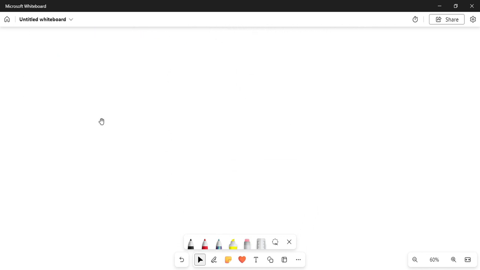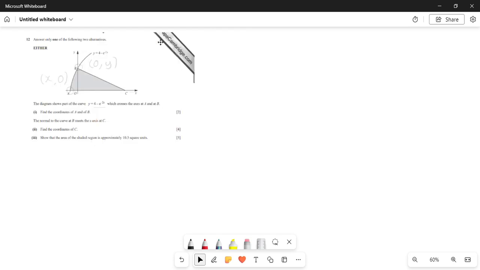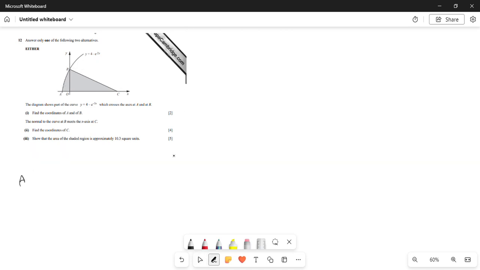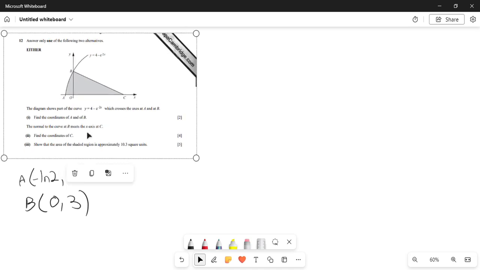Let's move on to the second question. Let me just get more space. Okay, so from what we know now, can we just write what we have here for now? A, the coordinate is negative ln 2, 0, and B is 0, 3. Alright, so let's see the next question. The normal to the curve at B meets the x-axis at C.